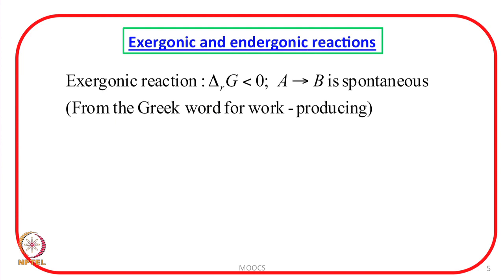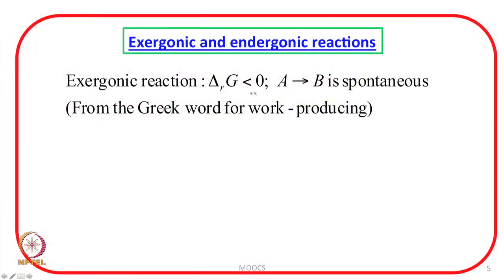If delta G is negative, we can use this for driving a non-spontaneous process. For example, the combustion of carbohydrates is a spontaneous process, and the biosynthesis of proteins is a non-spontaneous process. So, here this is an example of a spontaneous process. That means, if I extend this example to combustion of carbohydrates, the spontaneity of this reaction can be used to drive a non-spontaneous biosynthesis of proteins.